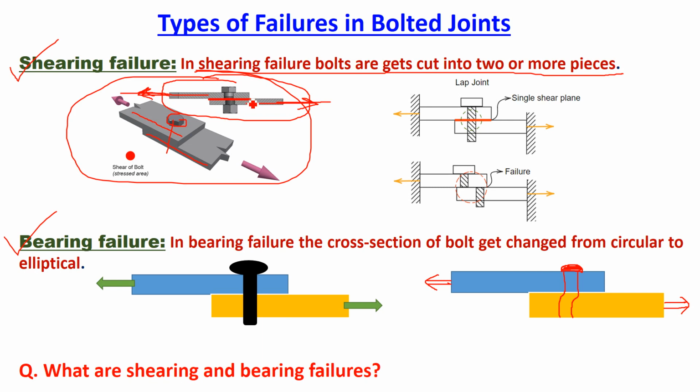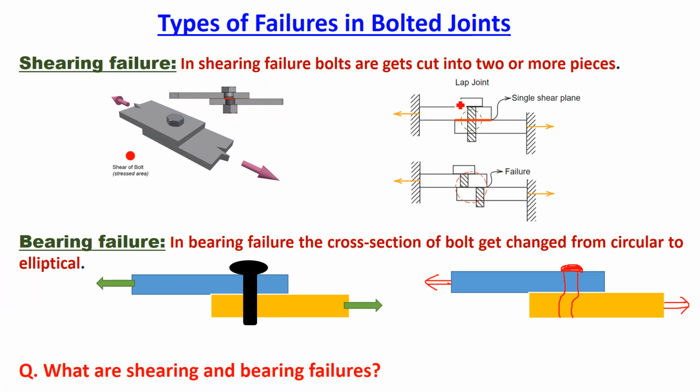And because of this shearing force and because of movement of this top plate towards left, this portion of bolt will move towards left and this portion of bolt will move towards right, and therefore at the shearing plane this bolt will cut and divide into two pieces, right? If you look at this figure in line diagram, it is shown here. This is one bolt and this is a shearing plane, right?